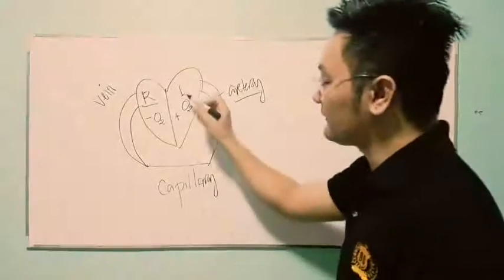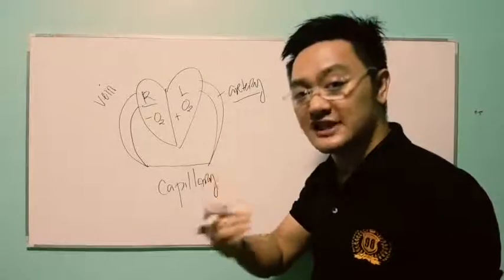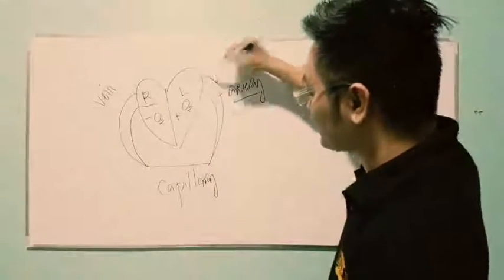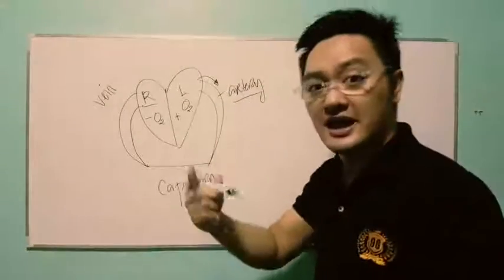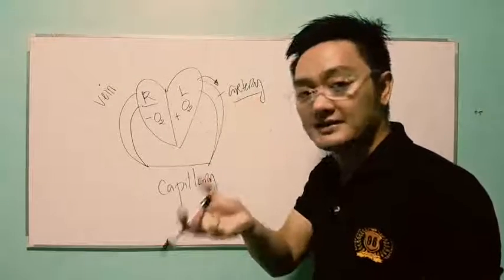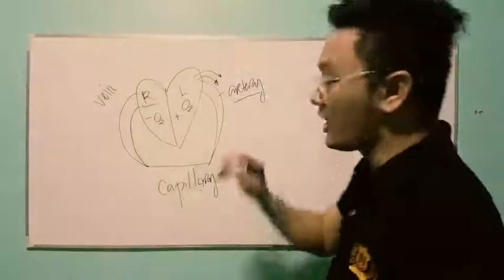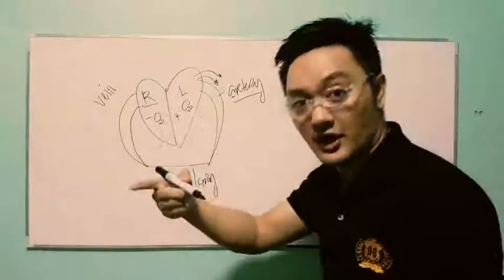Now remember, if the left side of the heart pumps oxygenated blood, that blood that contains oxygen enters an artery. That is why an artery is a blood vessel that carries blood rich in oxygen away from the heart. Remember, artery: away from the heart.